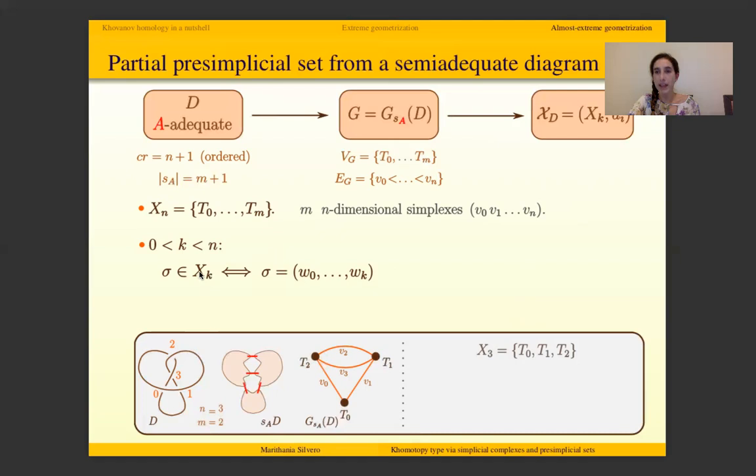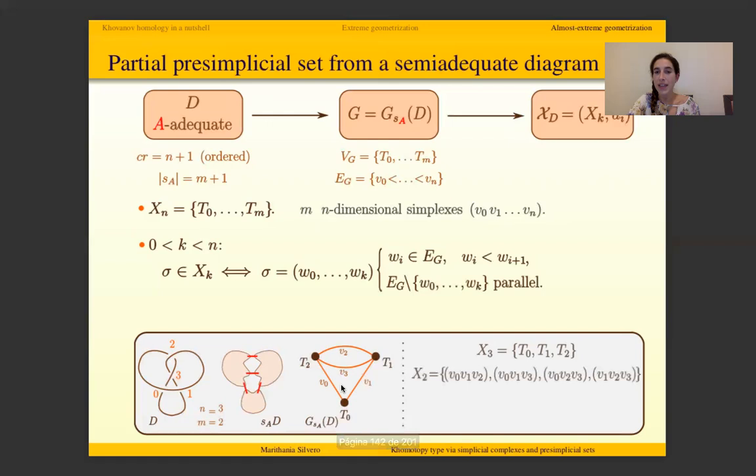For k between 0 and n, we are going to define Xk in that way. The elements in Xk are going to be k plus one tuples of edges of the graph in such a way that they are ordered, and the edges not appearing in the k plus one tuple have to be parallel. In this case, we had X3 before, now we have X2. So we need three edges in such a way that they are ordered, and the ones not appearing in the tuple have to be parallel. Since you are just leaving one outside, you have all possible combinations.